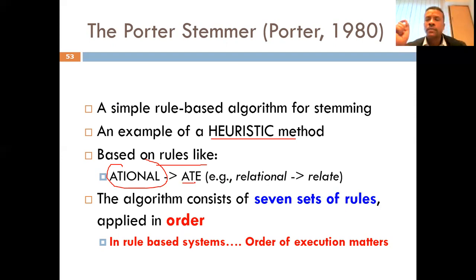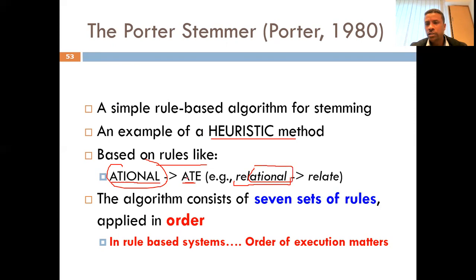So what it does is it looks into either the start or the end of a string. And if that satisfies a condition, then it would do some kind of string substitution. So let's say when a condition is satisfied, it says substitute ATIONAL with ATE. So if you find words like relational, as you can see, it ends with ATIONAL.